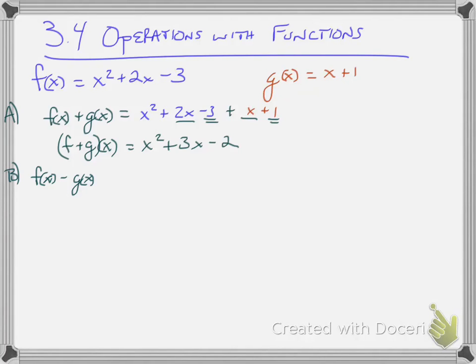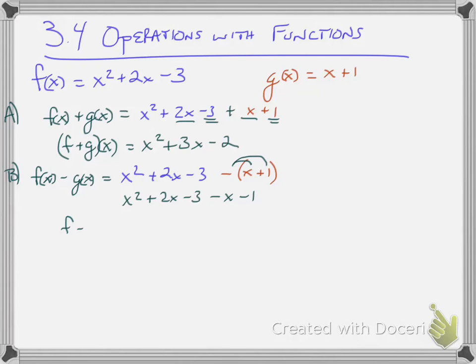So now we're going to do f of x minus g of x. The one thing you got to pay attention to here is pretty much the same thing, x squared plus 2x minus 3. But if I just do minus x plus 1, that's going to be wrong. What I need to do is I'm subtracting that whole function of g of x, so I got to put parentheses around it. And now I'm going to leave this part the same, but I need to distribute that negative 1, so that's going to be negative x minus 1.